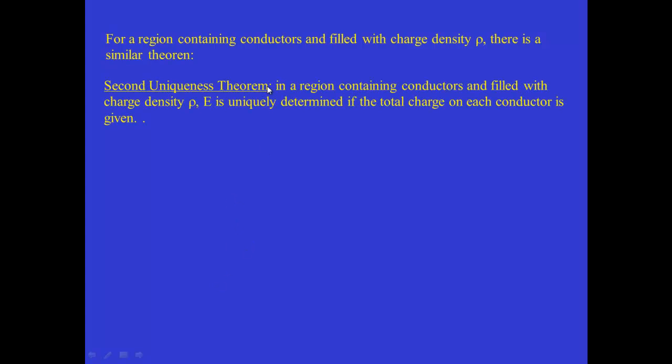For a region containing conductors and filled with a charge density rho, there's a similar theorem. It's called the second uniqueness theorem, and it says in a region containing conductors and filled with charge density ρ, E is uniquely determined if the total charge on each conductor is given. Alright, so we have to know the charge density, but if there are conductors in the region, as long as we know the total charge on them, then we also now know that there are unique solutions to Laplace's equation.